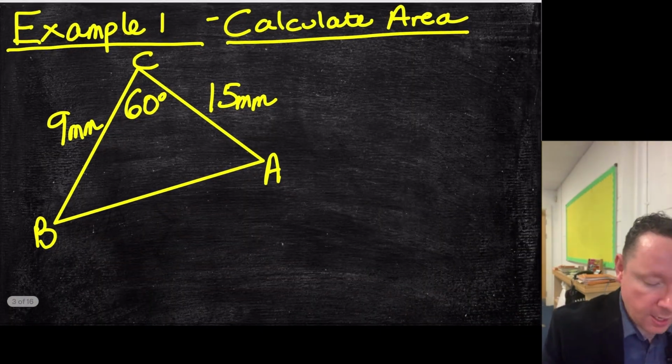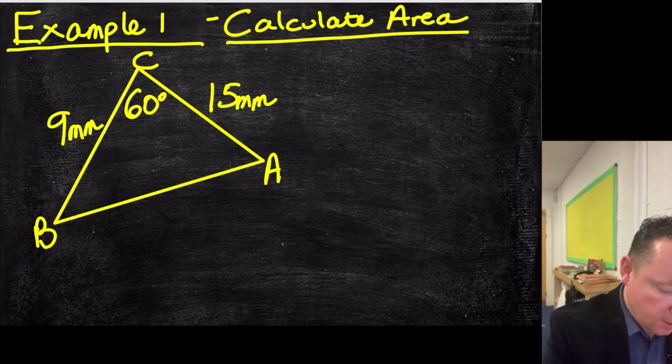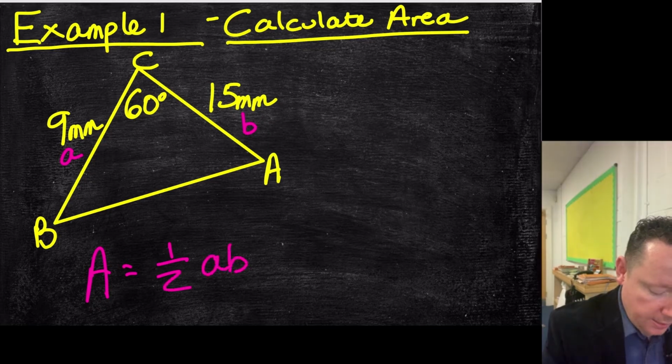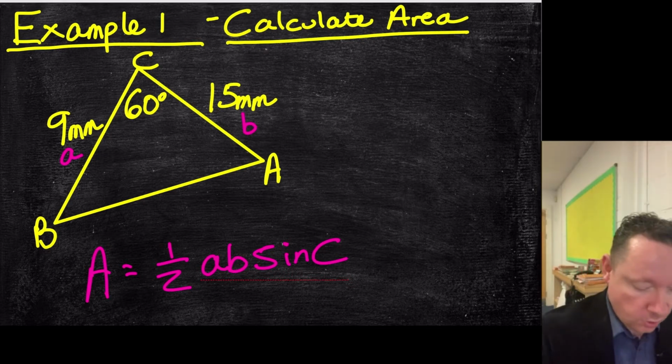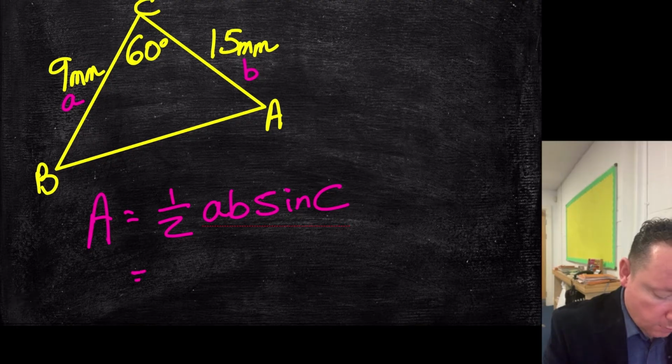Okay, example 1. Calculate the area of this triangle. Nice and simple one to start with. I've got triangle ABC, and I've got angle C. So identifying our sides, if we just use a different colour pen, we can see that opposite A is little a, and opposite B is little b. So we write down our formula. I'm just going to use a big A now for area: a half ab sine C. Notice that A means area, not anything else. So a half ab sine C, we then substitute our numbers in.